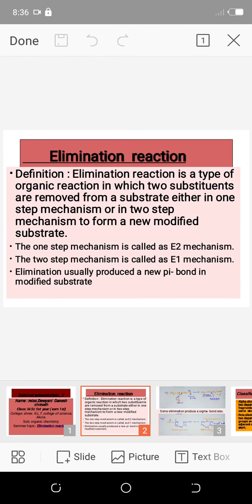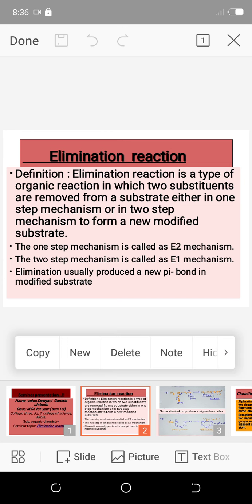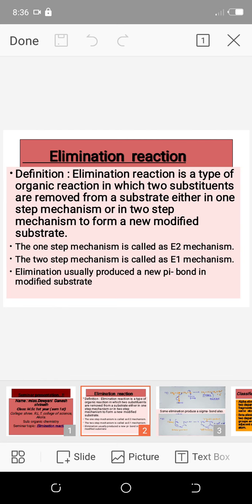Now what is meant by elimination reaction? Elimination reaction is a type of organic reaction in which two substituents are removed from a substrate either in a one-step mechanism or in a two-step mechanism to form a modified substrate. The one-step mechanism is called the E2 mechanism and the two-step mechanism is called the E1 mechanism. The elimination usually produces a pi bond in the modified substrate. Means whenever there is an elimination, there is a formation of a pi bond in the product.